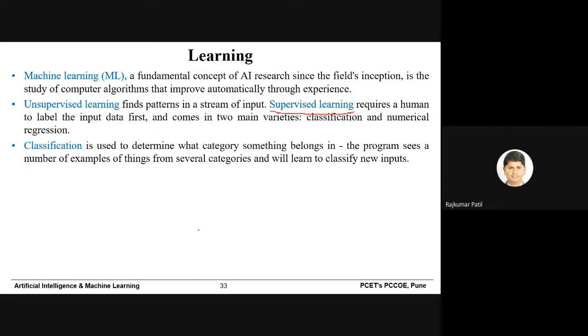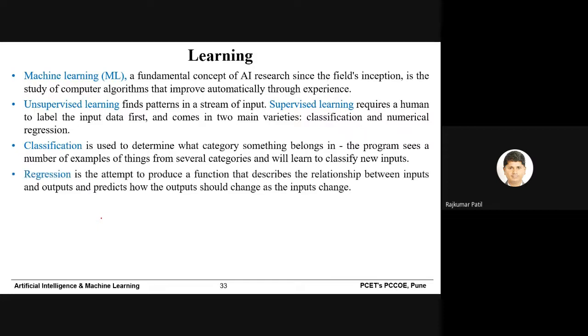Again, in this particular approach, classification is one of the things. Classification is used to determine what category something belongs in. The program sees a number of examples of things from several categories, and then it will learn to classify new inputs. Just like if we train the machine learning algorithm to detect a dog and a cat, then it will classify the things, and when new input is given to it, it will classify accordingly. If it is a dog, it will go in that category. If it is a cat, it will go in that category.